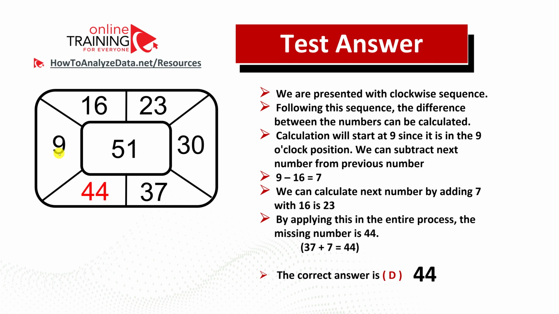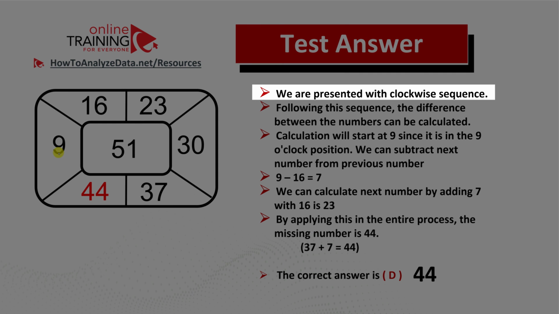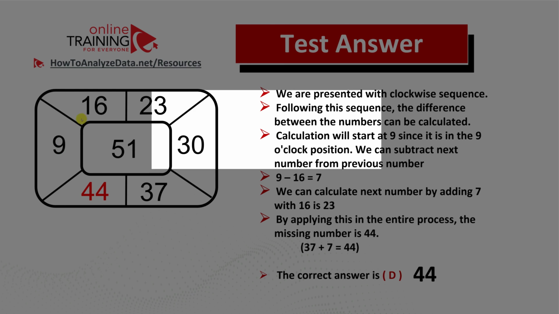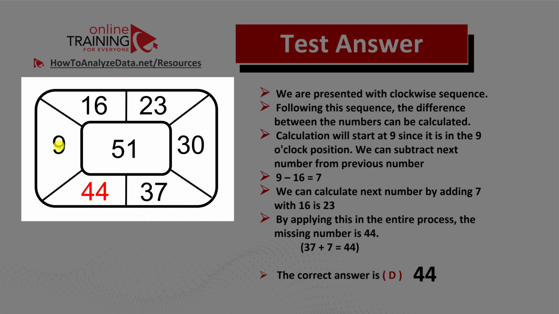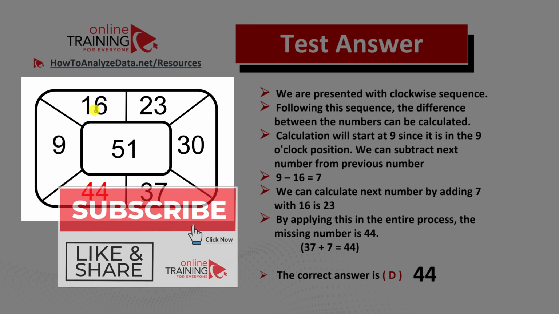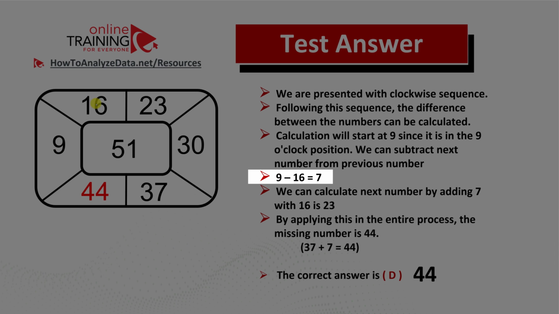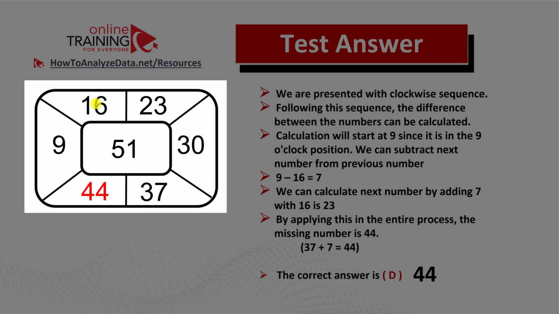As I already mentioned, we are presented with the clockwise sequence. Following this sequence, we can calculate the difference between the next number and the previous number. For example, in case of 9 and 16, the difference would be 16 minus 9, which is 7. To calculate the next number, we can also do the difference by subtracting 16 from 23. This is also 7.